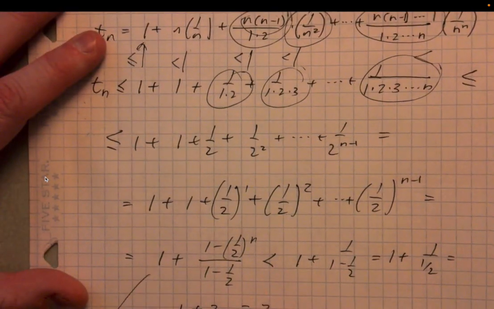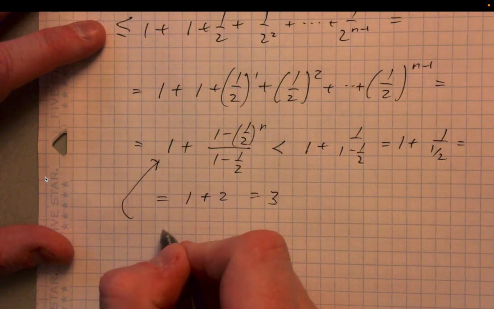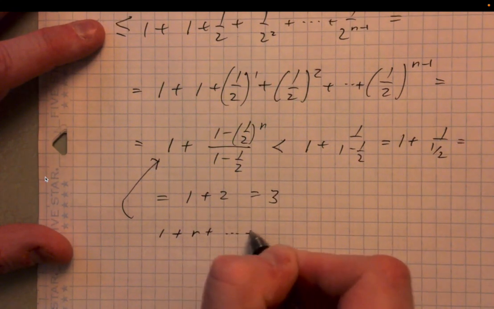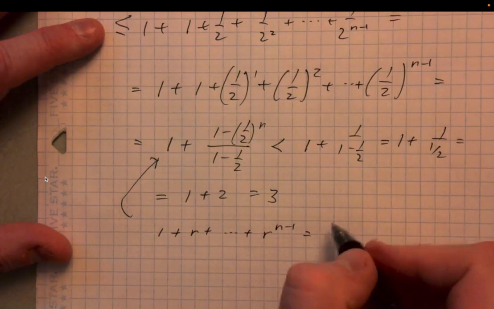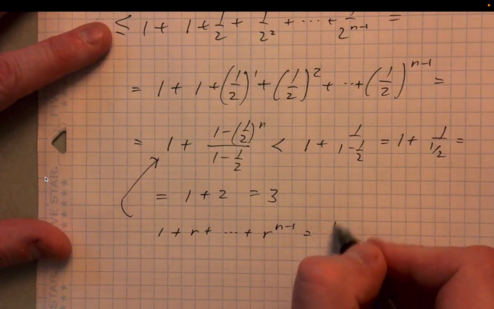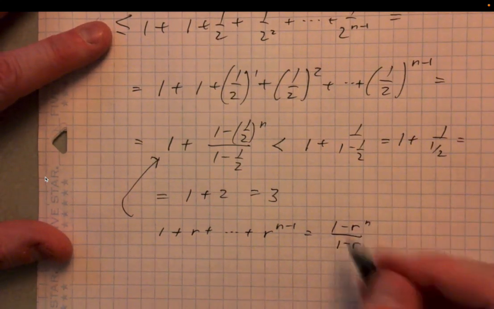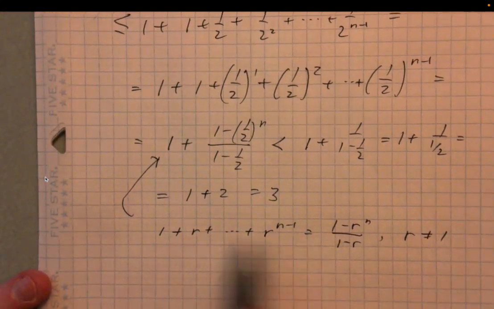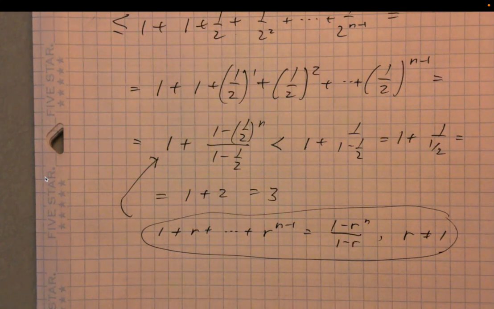Okay, now where did this come from? What am I doing here? Well, just remember that this is basically this guy, if you recall, 1 plus r plus dot dot dot plus r to the n minus 1. That series is equal to 1 minus r to the n over 1 minus r, and that's only really true when r is not equal to 1. But you may recall that that's definitely something that you could pick up in calculus.